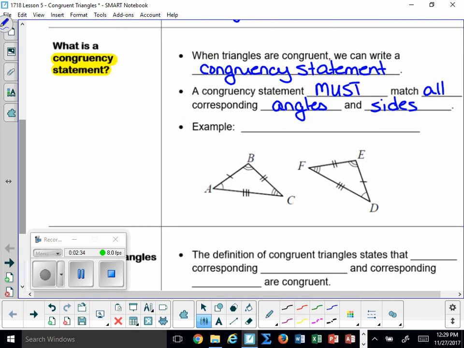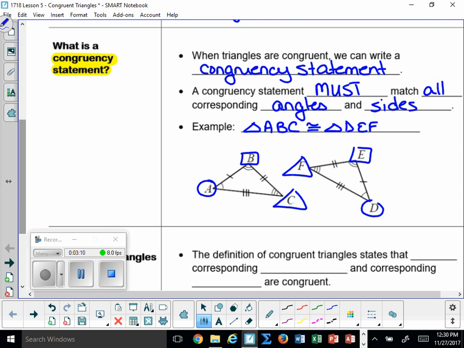So this first triangle, triangle ABC, I'm just going to write that in alphabetical order. And that's going to be congruent to this second triangle. Now, angle A has one arc, and so does angle D. A came first, so D must come first. B has two arcs, so does E. B came second, E must come second. C has three arcs, so does F. C is in the third spot, F must be in the third spot.